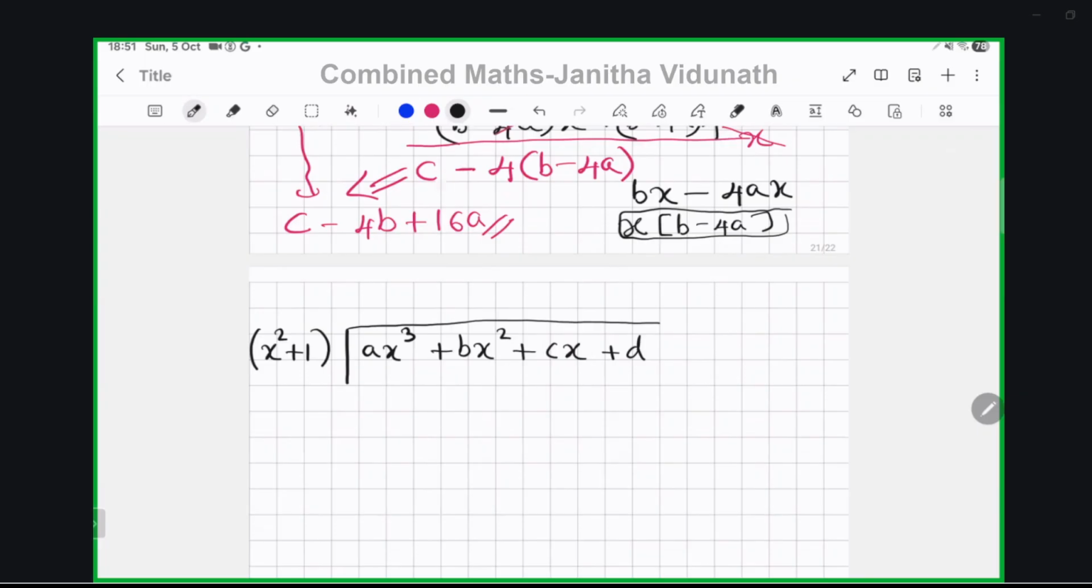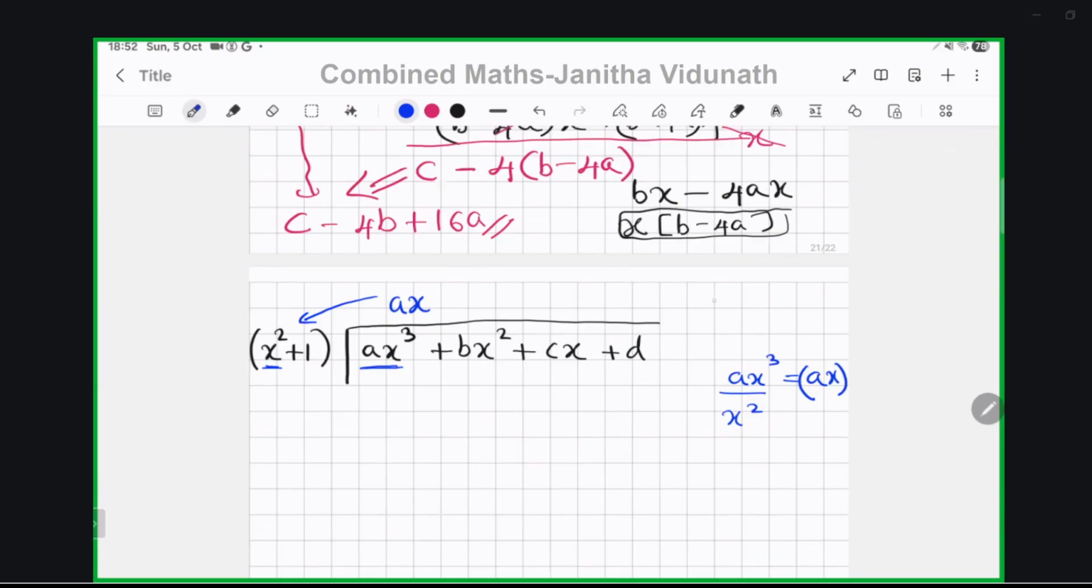I will explain the next question also. Here, the leading term of this is ax³. The leading term of the divisor is x². Then we need to divide ax³ by x², and we get the answer ax. Then we put that in our quotient. Then we need to multiply it with the entire divisor.